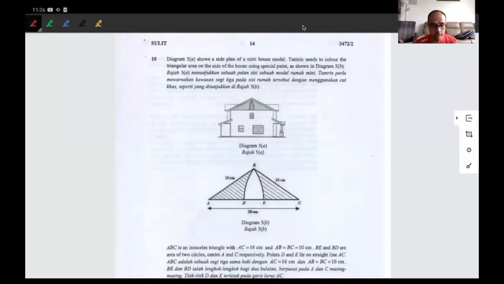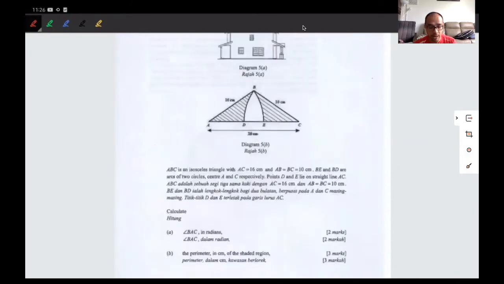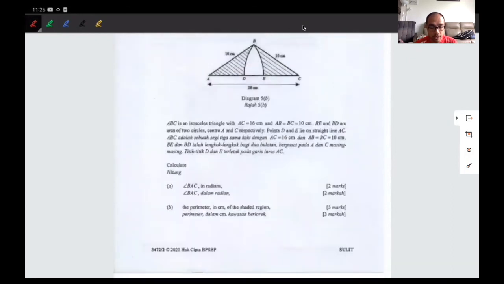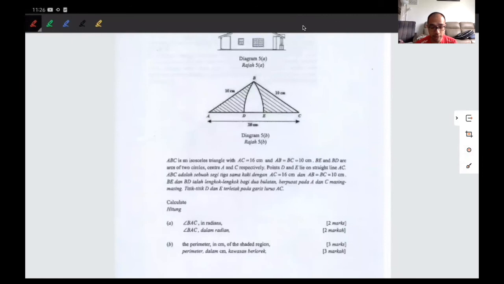Sorry, guys. Okay, diagram 5a shows a side plan of a mini house model. Tamrin needs to color the triangular area of the side of the house by using special paint, as shown in diagram 5b. I still don't know why he wants to paint his house this way, but okay, fine. So ABC is an isosceles triangle. AC is 16. AB and BC are 10. BE and BD are two arcs of circles centered at A and C respectively. Points D and E lie on the straight line AC.